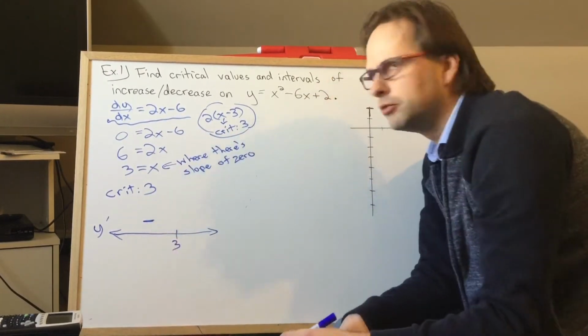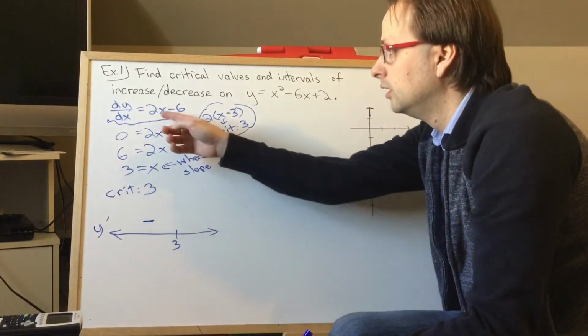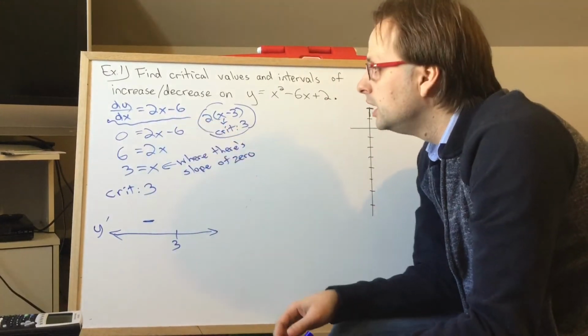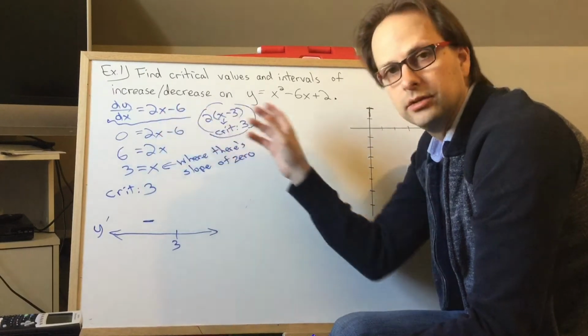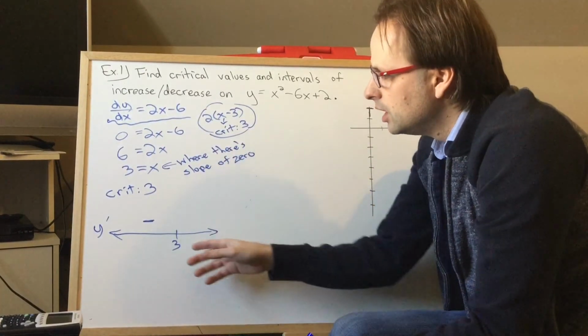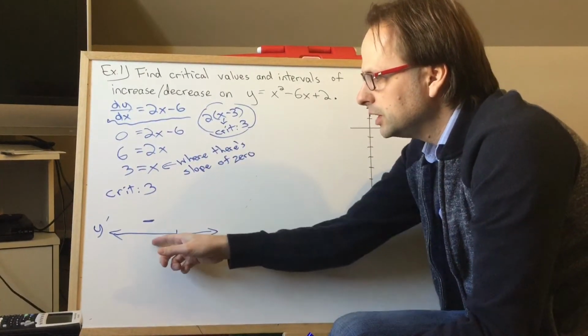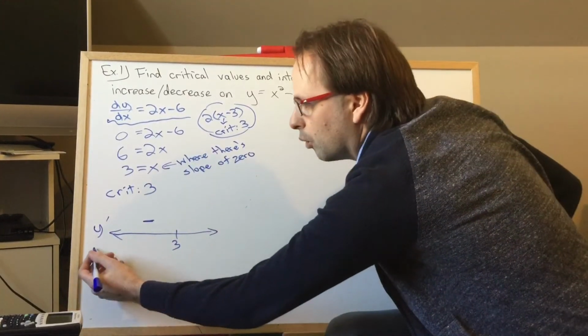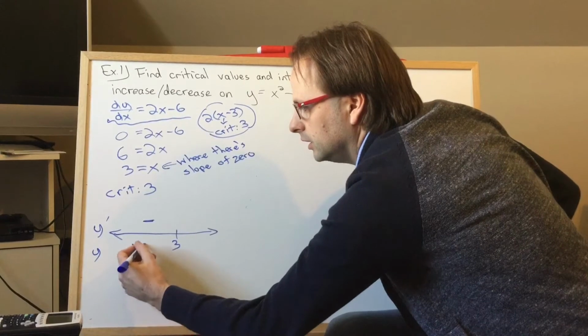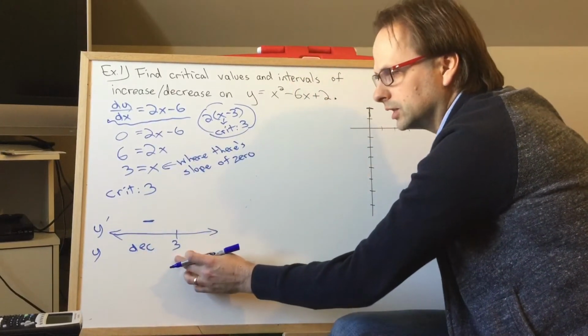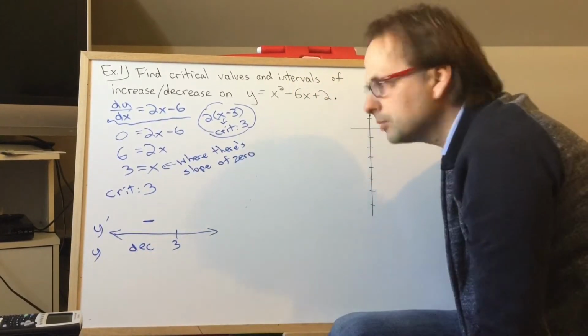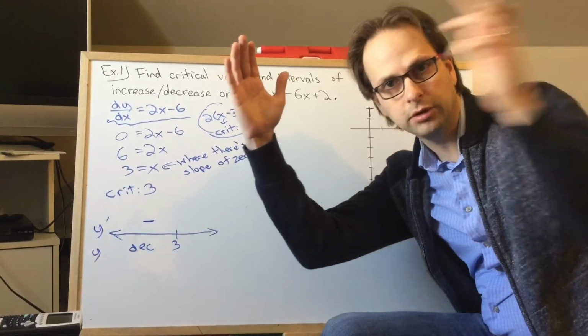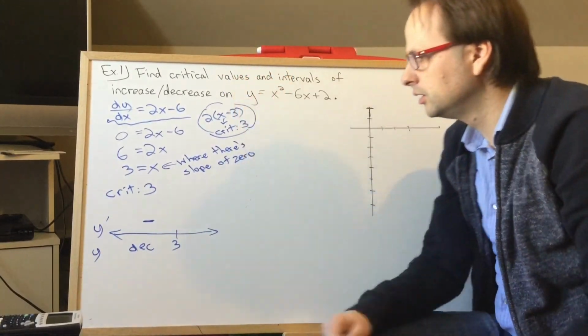You might say, well, what if you put in 0 instead of 2? You'll still get a negative number. If you put in negative 1,000,000 for x, you'll still get a negative number. For all the x values less than 3, the slope is going to be negative. And that tells you that y itself is decreasing right until it gets to 3. Now think about this parabola. Of course it's decreasing to begin with.